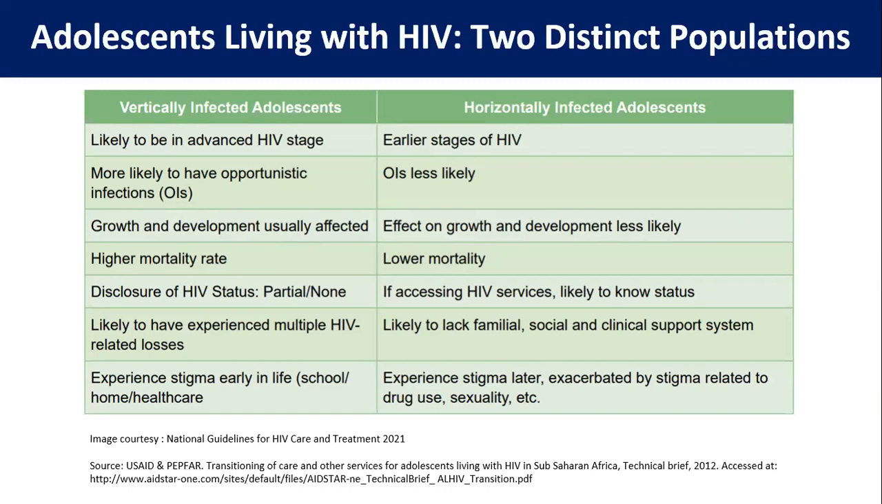But horizontally infected adolescents are in the earliest stages of HIV. OIs are less likely, the effect on growth and development is less, and they have lower mortality. If accessing HIV services, they are likely to know their status, and unlike the vertically infected ones, they are likely to lack familial, social and clinical support systems, because they might be the only person HIV positive in their family. So the familial, social and clinical support may be less, and they experience stigma later, exacerbated by issues related to drug use and sexuality, unlike the vertically infected adolescent who faces stigma early in life.